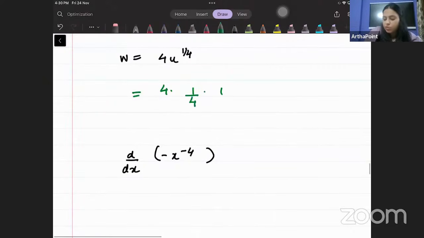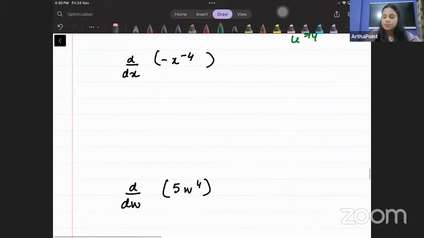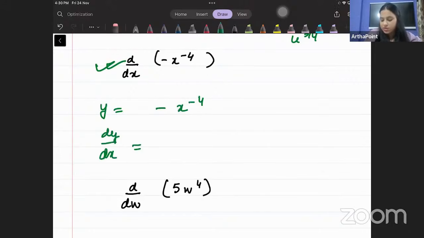Power will come down, power will reduce by 1. ये multiply हो रहे हैं, हाँ? So this will be u to the power minus 3 by 4. 1 by u to the power 3 by 4. Beta, look here now. This is just differentiation only, na? So I have to differentiate this. तो कैसे होगा dy by dx बेटा?